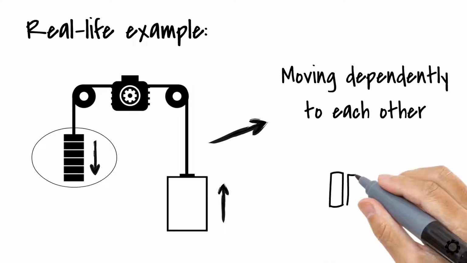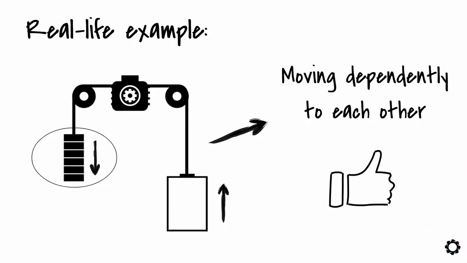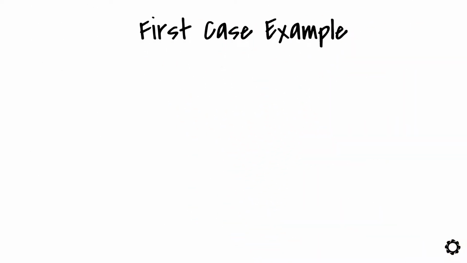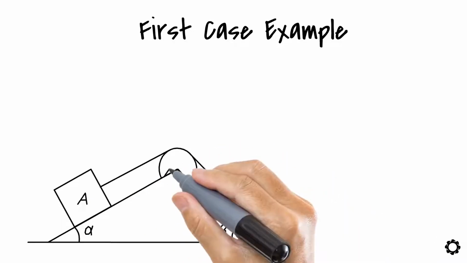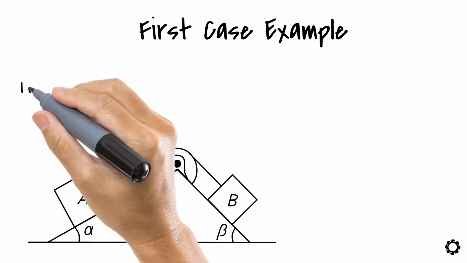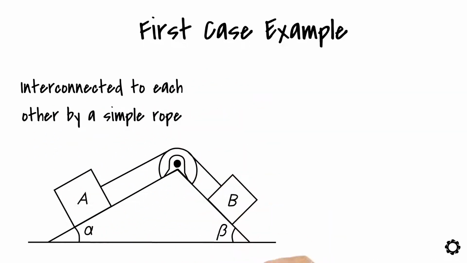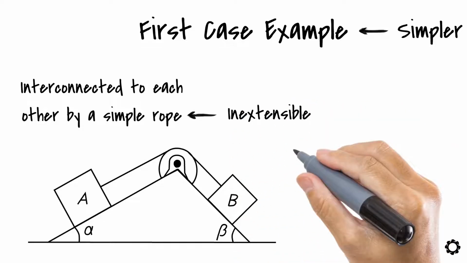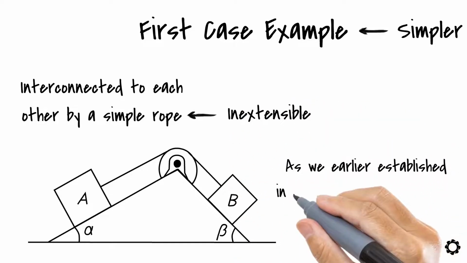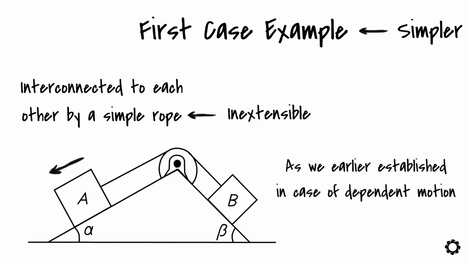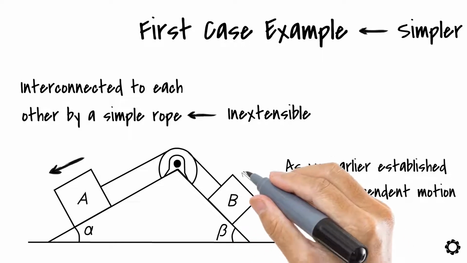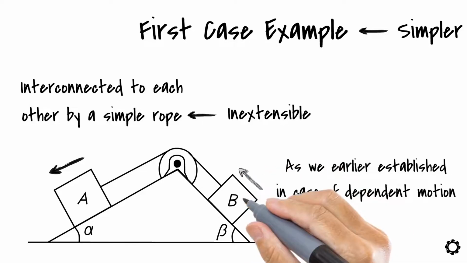Okay, now that we know what is meant by dependent motion of two particles, let's look at our first case example related to this kind of motion. Think about the following scenario in which we'll have two blocks named Block A and Block B that are laying on the inclined plane and which are interconnected to each other by a simple rope. To make this case simpler, let's assume that the rope is inextensible. As we earlier established, in case of dependent motion, when block A is moving, for instance, downwards along the inclined plane, this causes a corresponding movement of block B up the other incline.